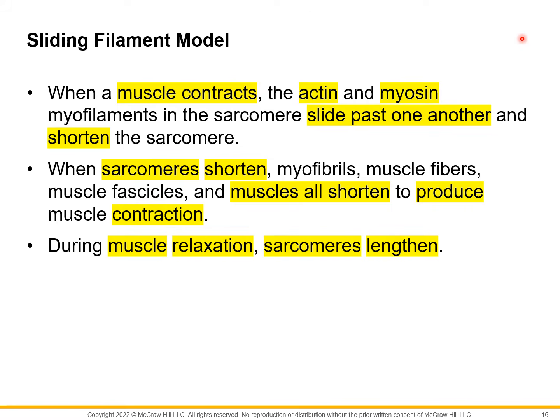This slide talks about the sliding filament model. So again, i-simplify natin yung mga explanations dito. When a muscle needs to contract, the actin and myosin filaments would slide past each other, making the sarcomere shorter. Kapag nag-shorten yung sarcomere, it also makes the muscles shorten, leading to contraction. So yun po yung simplified explanation on how our muscles are capable of contracting. Mag-i-slide past one another or in two different directions yung actin and myosin, making the muscle fibers shorter.